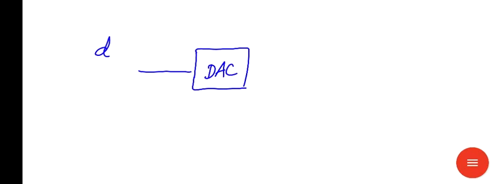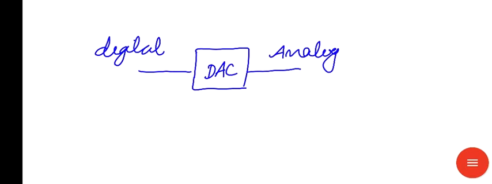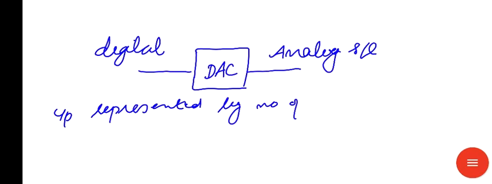Before going to the circuit diagram of the weighted resistor type DAC, we should understand the concept of basic digital to analog conversion techniques. So this is a DAC, and the input to the DAC is a digital signal, and the output of the DAC is an analog signal. The digital input is represented by a number of bits, or digital code word.